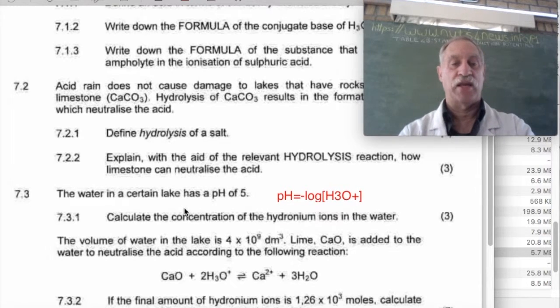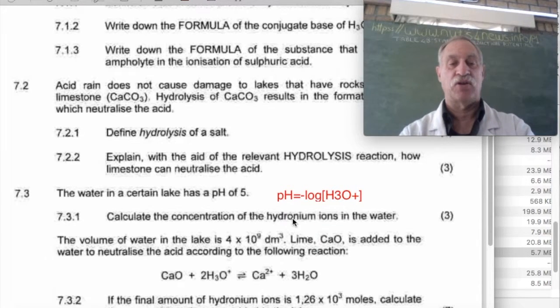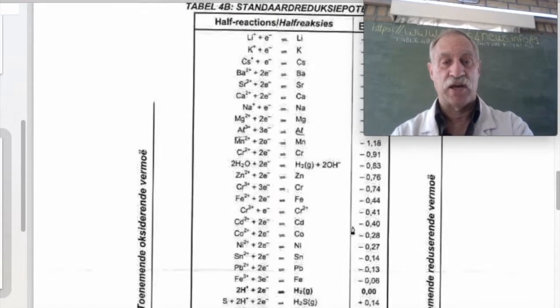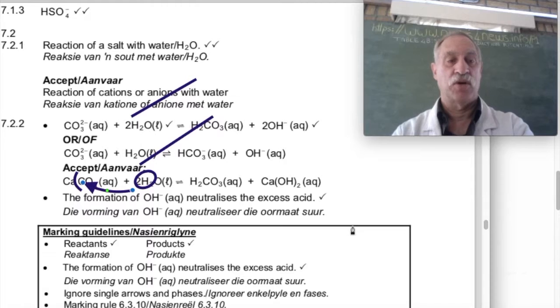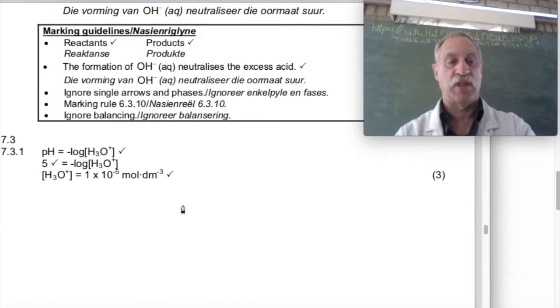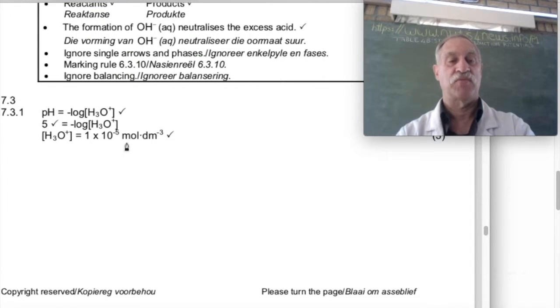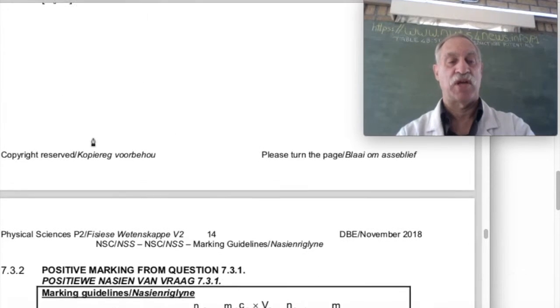The water in the lake has a pH of 5. Calculate the concentration of hydronium ions in the water. Well, we've done that with our calculator there. So let's just have a look at what they do. pH is the negative log. There, a mark for that. The pH they give you is 5. And so we end up with 1 times 10 to the minus 5, which is the same as our calculator answer.